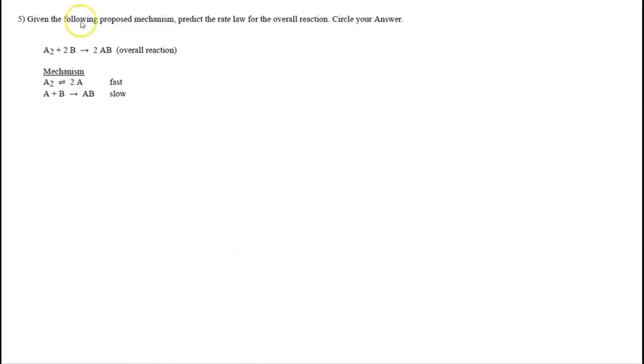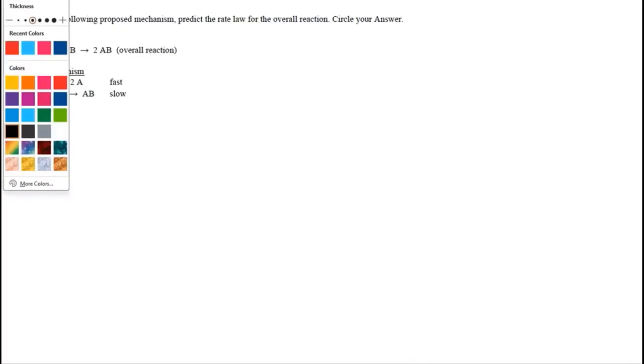And so what we do, when you're given proposed mechanisms, is predict the rate law for an overall reaction based on a hypothesis of a mechanism for this potential reaction. So here we have an overall reaction. In order to get this, here's the mechanism that we're proposing. It's going to start with A2 in equilibrium to form 2A, and that's going to happen very, very fast. But when A and B are mixed together to form AB, that's going to be extremely slow. So our rate of reaction is going to be based on whatever is the slow step.